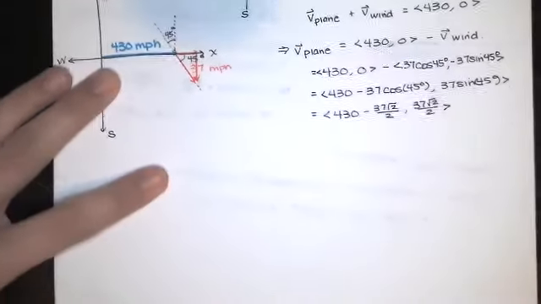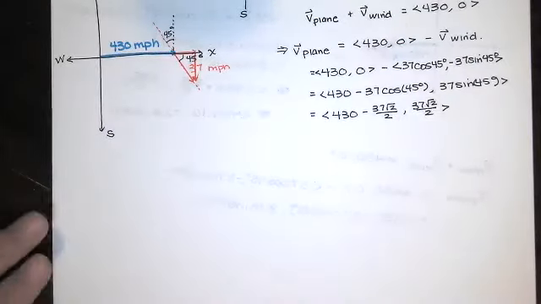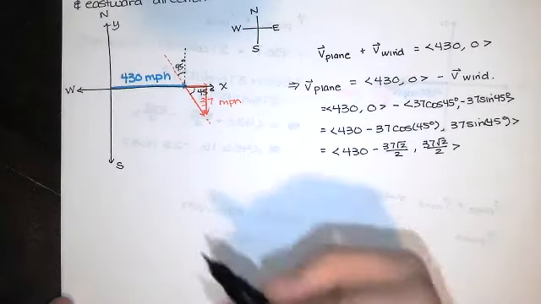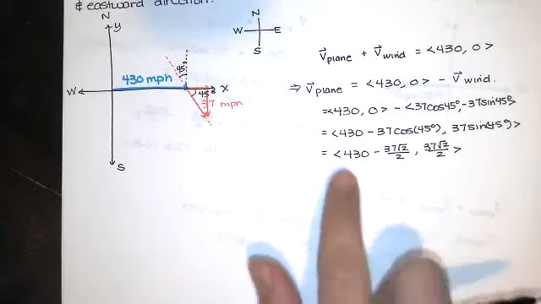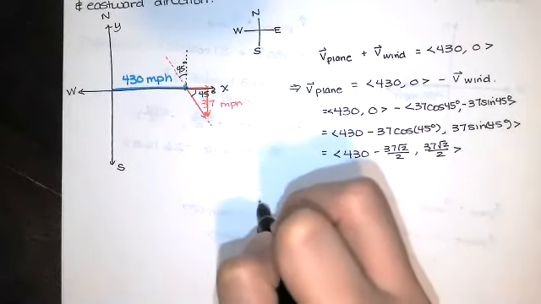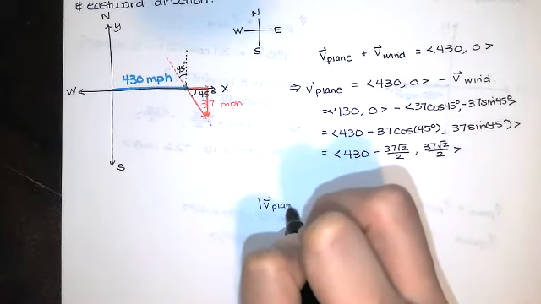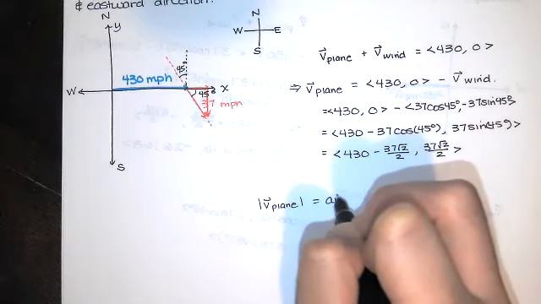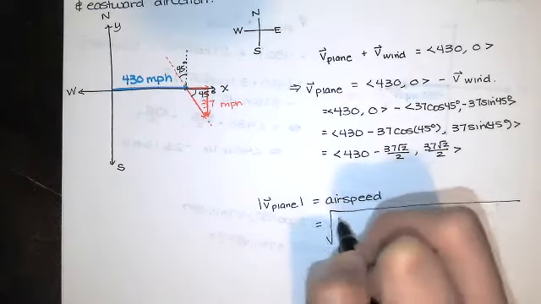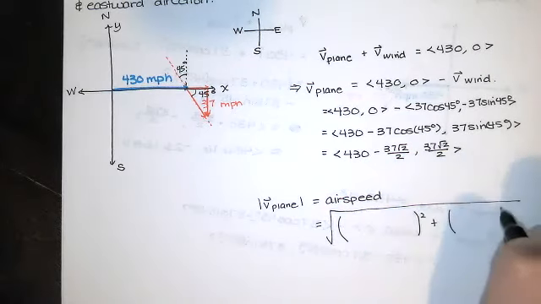And we could approximate this, but we are going to approximate our answer in the end. We're asked for the answer in decimal form, and we're asked to round to 2 decimal places. I don't want to carry any errors forward, so I'm not going to round here, but I will round when I find the magnitude. So the airspeed is the magnitude of this plane velocity. So we're just going to take those components, square them, add them, and take the square root.